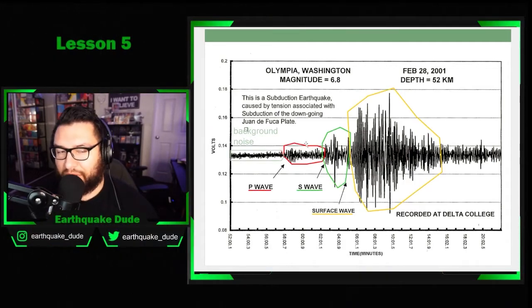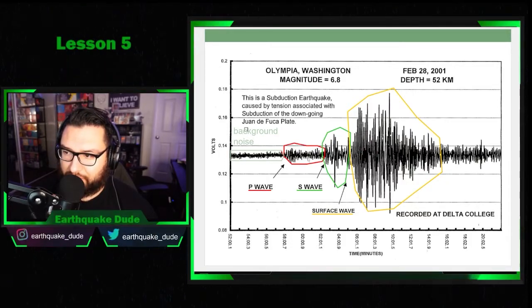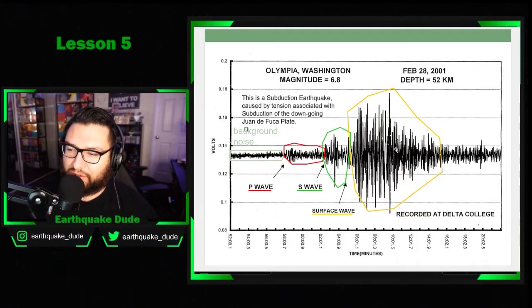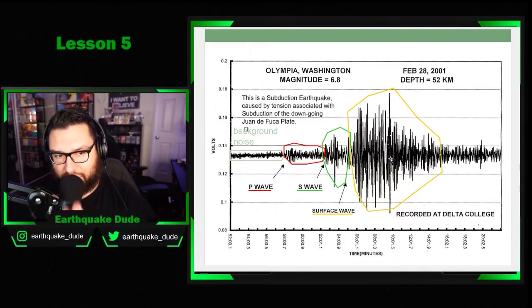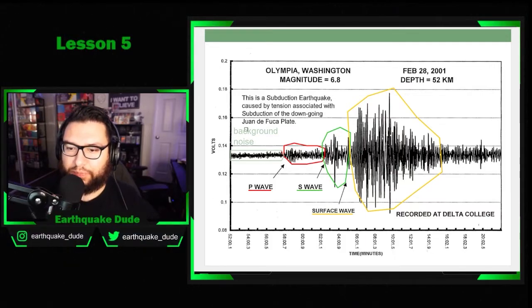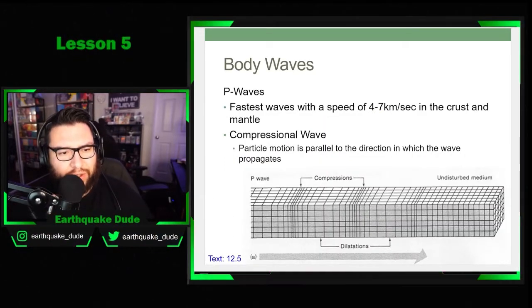There's another way to show you what we're talking about. You got some background noise. There's the arrival of the P wave, S wave, and surface waves, and they always arrive in this order: P wave, S wave, surface waves, every single time. Okay, let's go into a little bit more detail on some of these body waves.